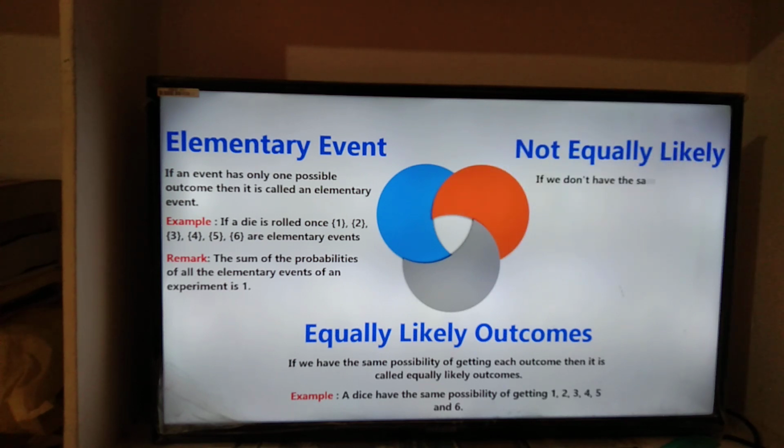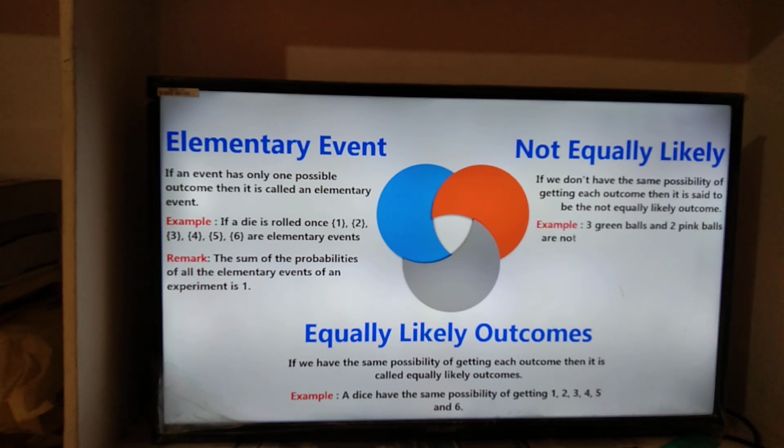Not equally likely outcomes. If we do not have the same possibility of getting each outcome, then it is said to be not equally likely outcomes. 3 green balls and 2 pink balls are not equally likely, as the probability of a green ball is 3 by 5 and the probability of a pink ball is 2 by 5.